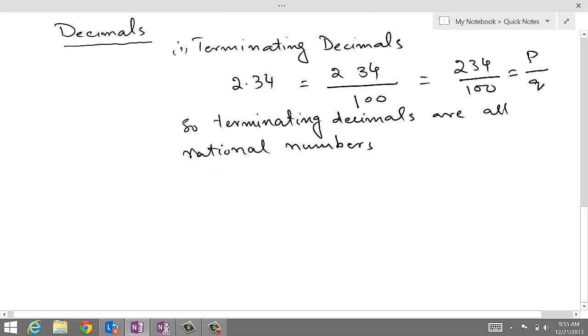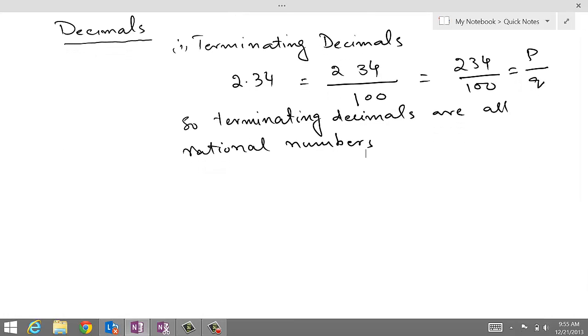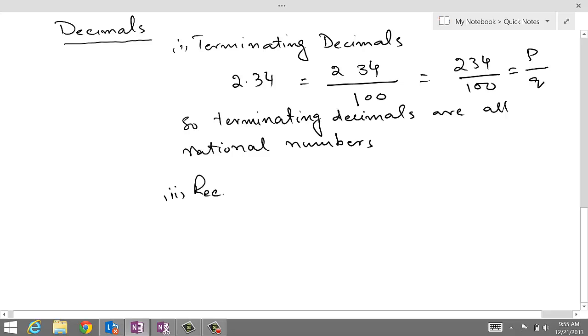Okay, let's take a look at another class of decimals, which are called recurring decimals. Let's first try to understand what recurring decimals are.